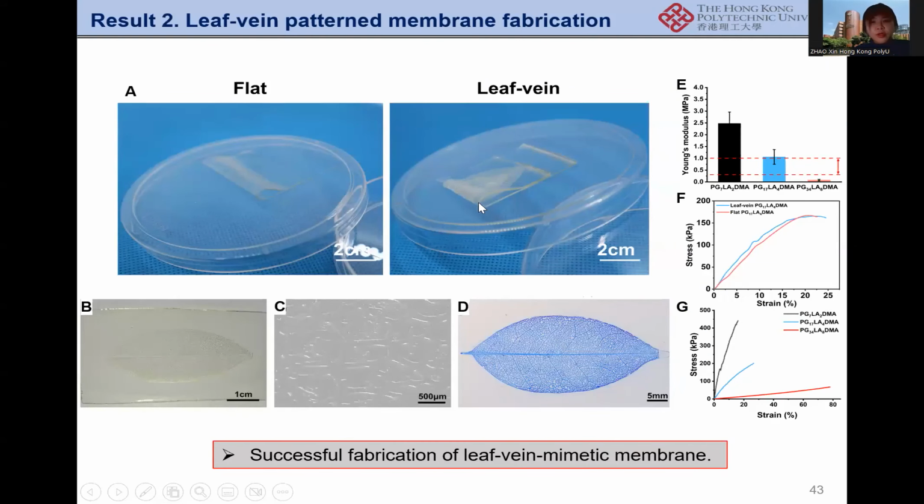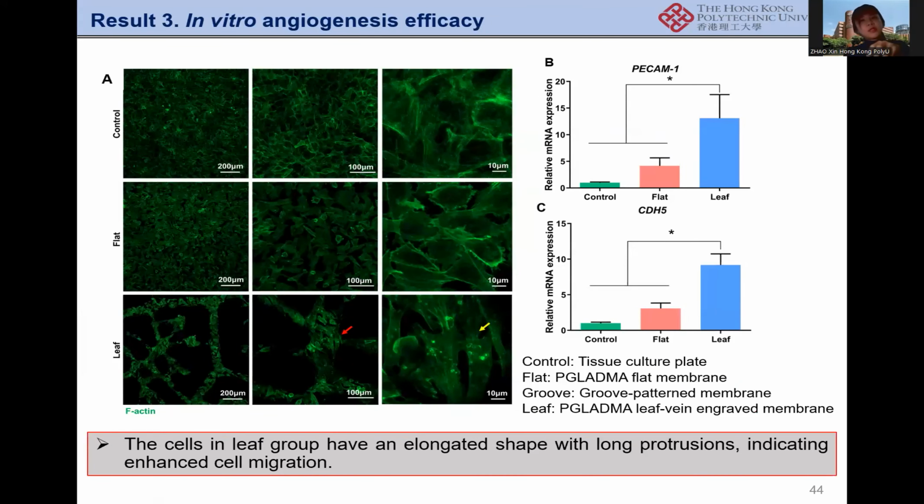And this is how the materials look like. We can see that these materials are very soft, and they can have these micro patterns on top. And then what we do is we seed the endothelial cells onto the materials. When we have the flat materials, the cells are big and flat. But when we have these channels, the cell morphology becomes more pointed.